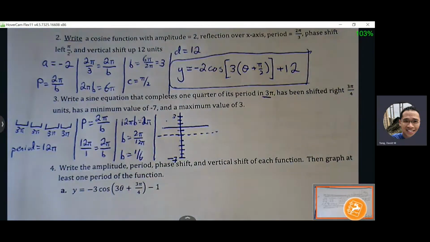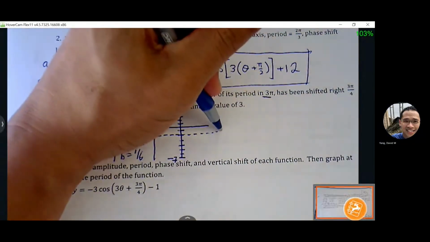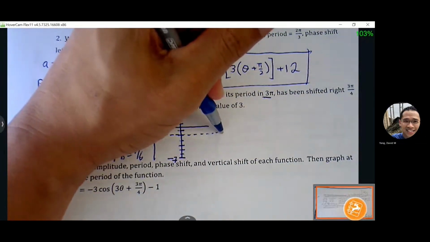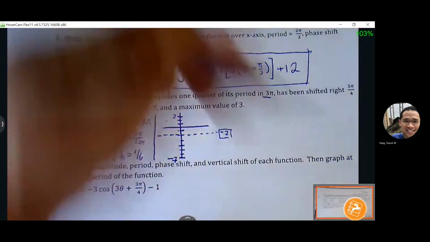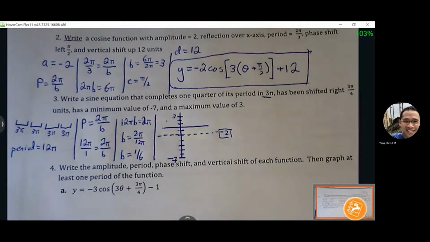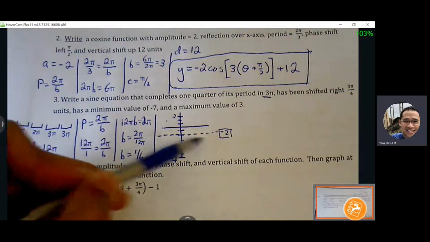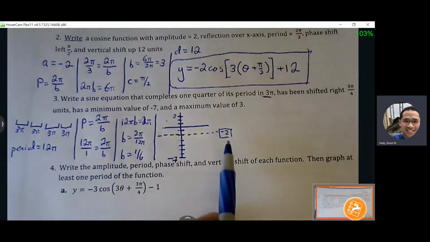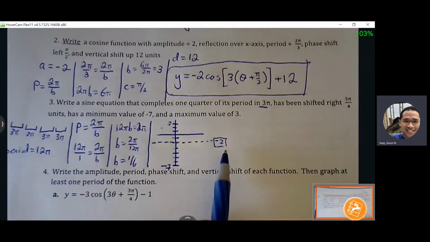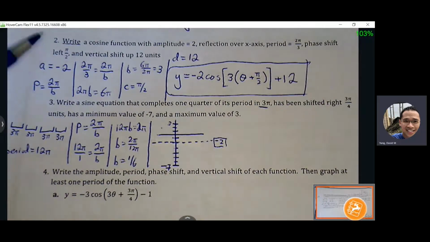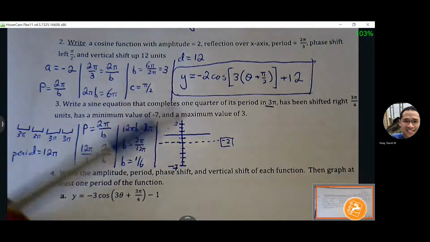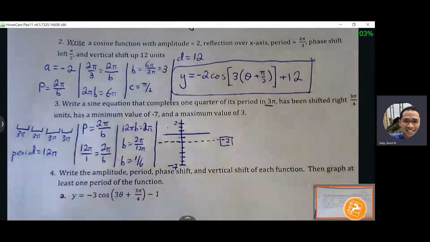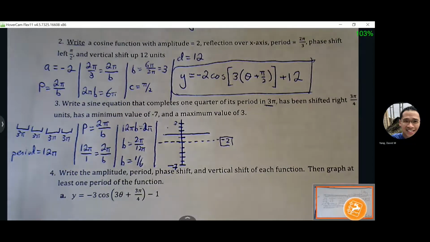From the midline to the top should be the same distance from the midline to the minimum. So this is my midline. If I know where my dotted line is, that also means I know what the value of what? Not A, but D. Yep, that's my shift, right? That D is going to take my center and shift it up by that many units.